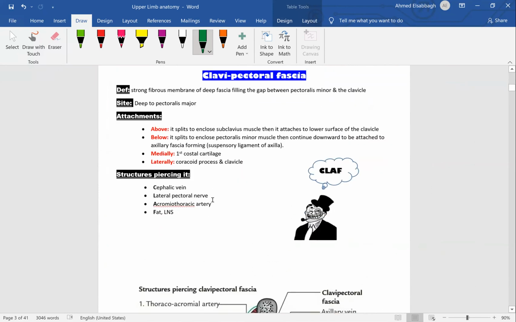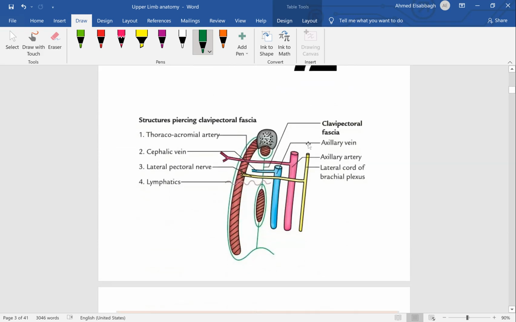Clavipectoral fascia, a simple and easy topic. You only want to know what structures pierce the clavipectoral fascia. What is the clavipectoral fascia? It is a fascia under the pectoralis major muscle. This is the pectoralis major muscle. It includes the pectoralis minor. This is the pectoralis minor muscle, and this green line is the clavipectoral fascia. It includes the pectoralis minor and attaches it to the base of the axilla.